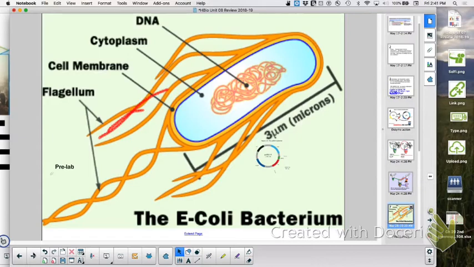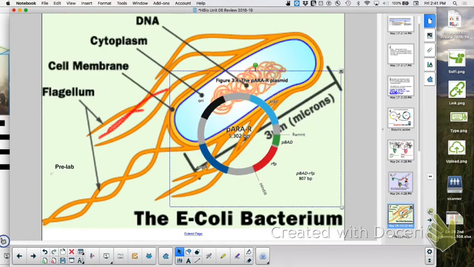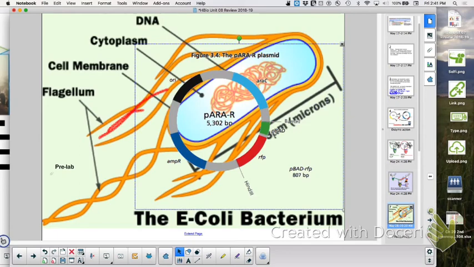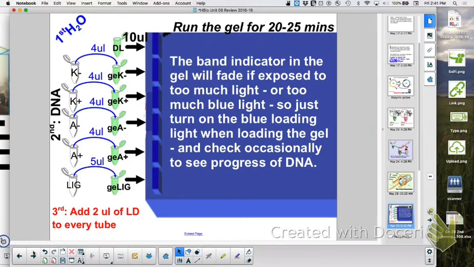All right? Then we were trying to make pARA, and we could have made a lot of plasmids, but we were trying to make pARA R, which had the RFP gene next to the arabinose gene. So then we wanted to check, did we cut, is it possible that we even could have made the pARA? So that's why we did gel electrophoresis.